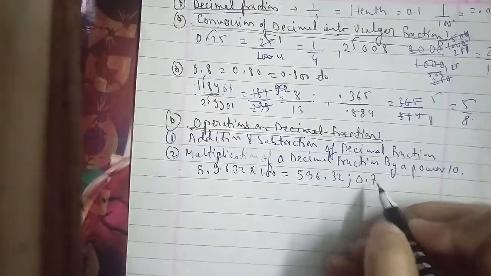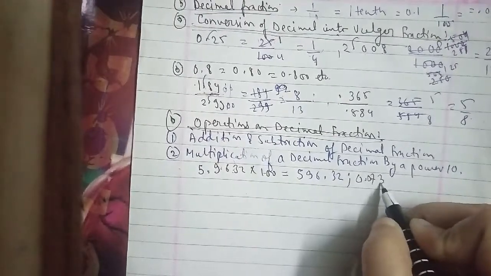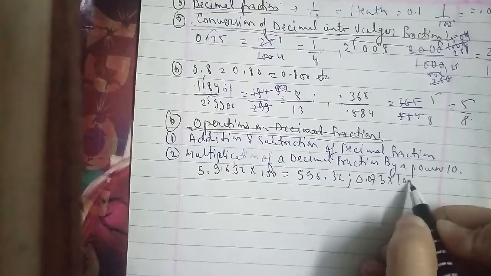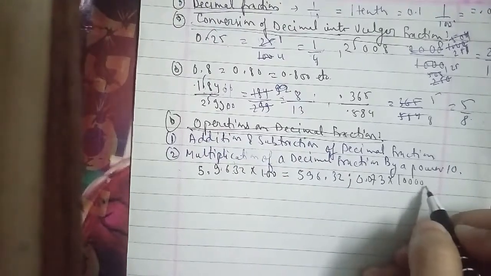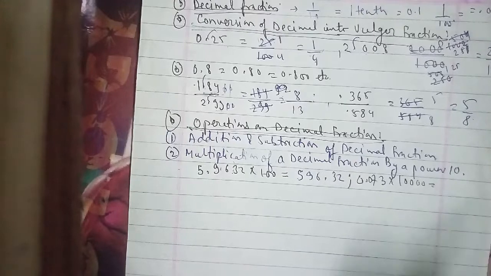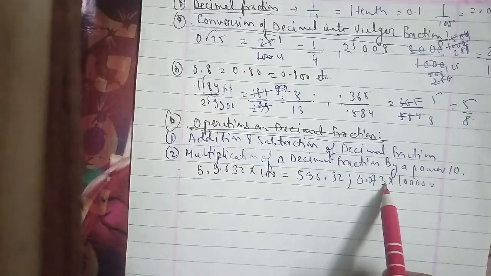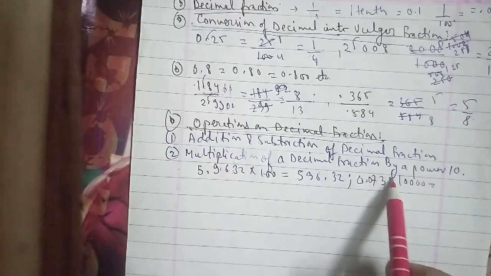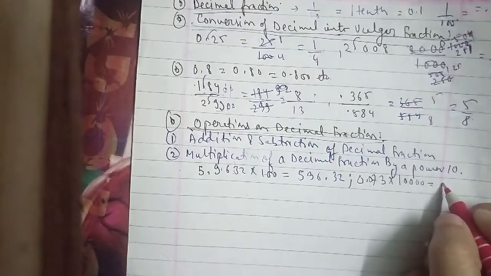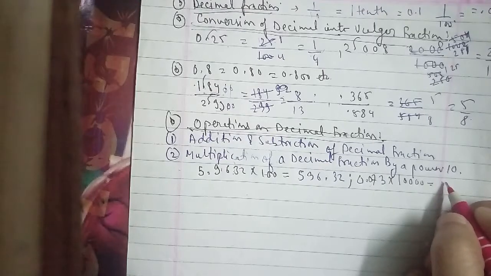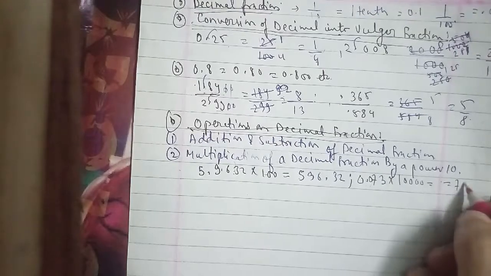The other question, we'll take it for practice, is 0.073 multiplied by 10,000. 10,000 has 4 zeros, so the point shifts 4 places to the right, and one zero gets added. That will be equal to 730. That will be the answer here.